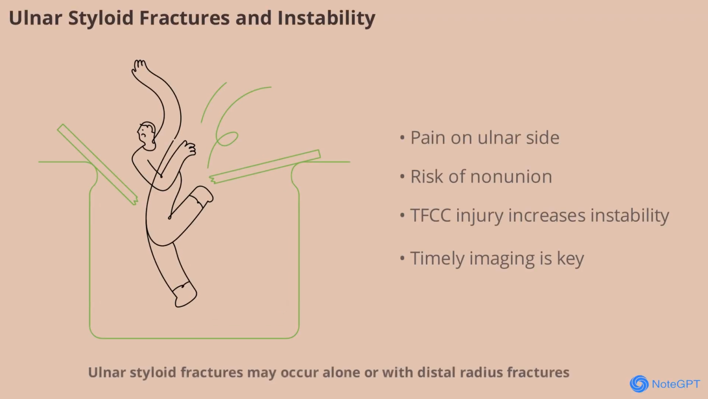Ulnar styloid fractures may occur alone or with distal radius fractures, often after a direct blow or fall. Patients typically report pain and tenderness on the ulnar side of the wrist, reduced grip strength, and symptoms worsened by ulnar deviation. Up to 65% of these fractures may progress to nonunion, leading to chronic pain and dysfunction. Concomitant injury to the triangular fibrocartilage complex (TFCC) increases the risk of distal radioulnar joint instability. Accurate imaging and timely management are essential to restore wrist stability and function.